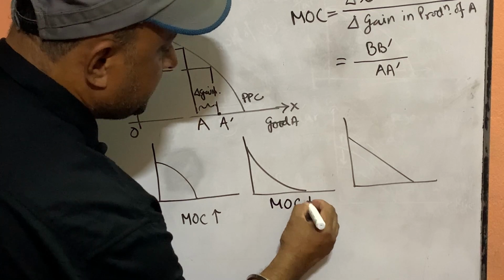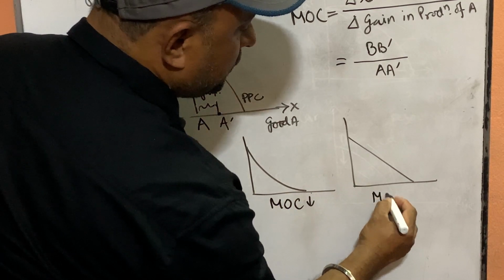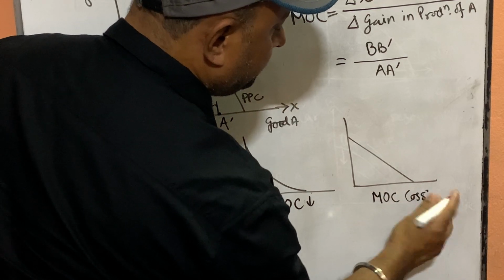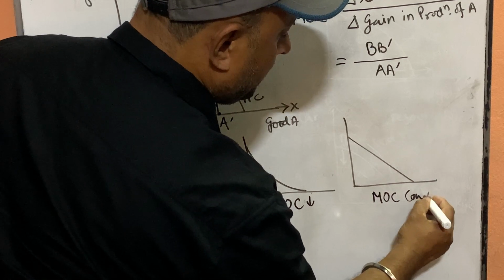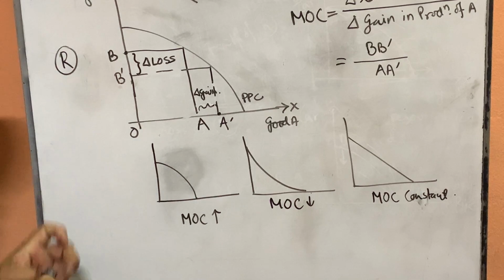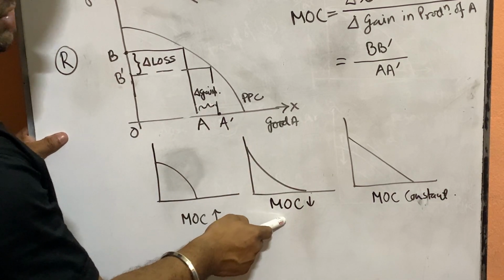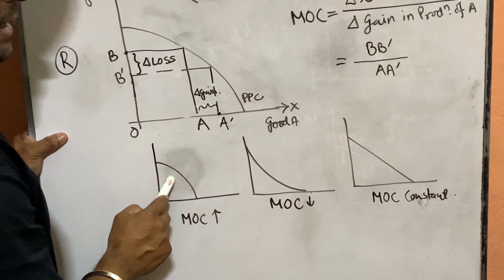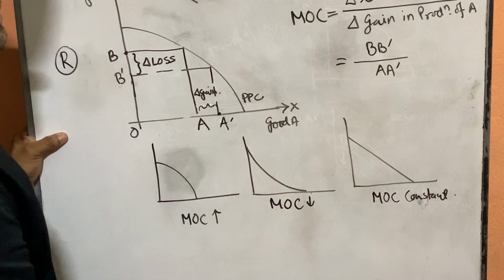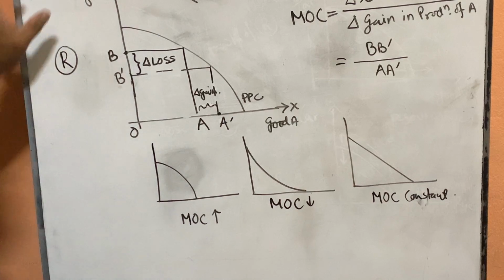And when MOC decreases, at that time PPC will be convex. And when MOC is constant, no change in the MOC, at that time PPC will be a straight line. So the main reason for the shape of the PPC is the MOC. When MOC rises, PPC is concave. When MOC decreases, PPC is convex. When MOC is constant, PPC is a straight line.